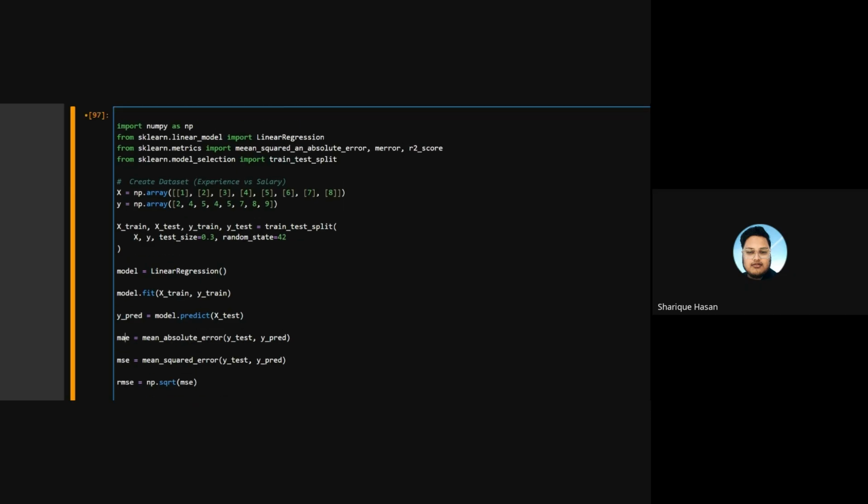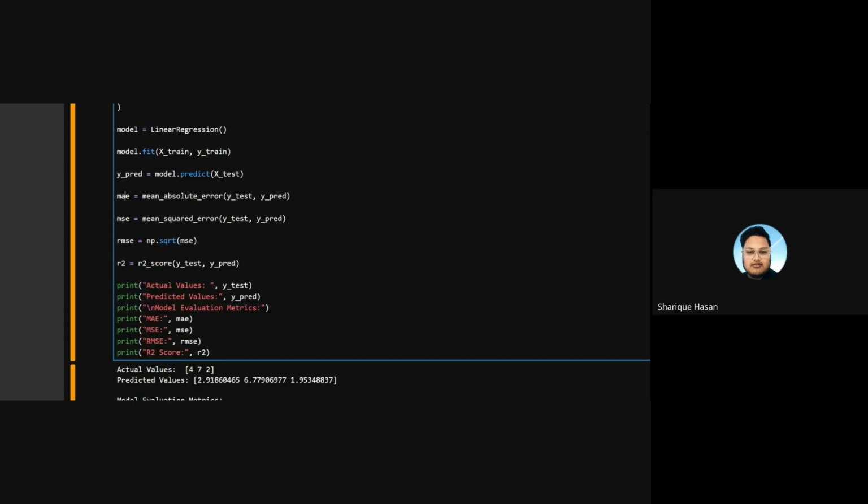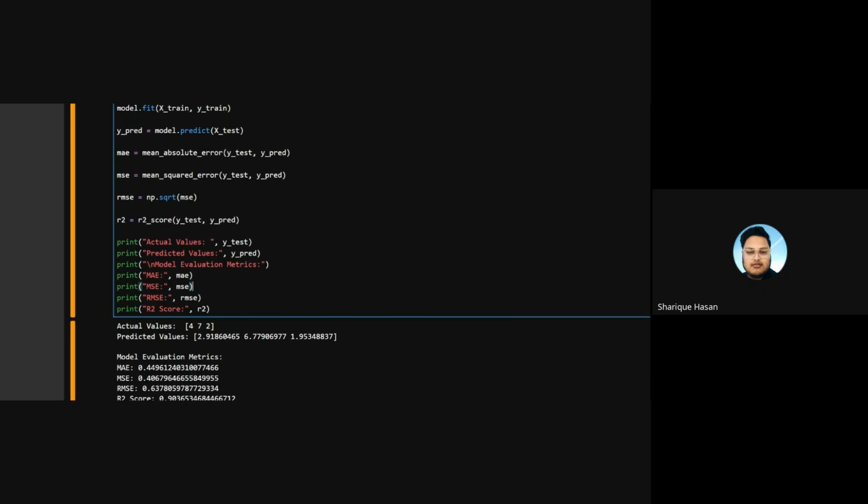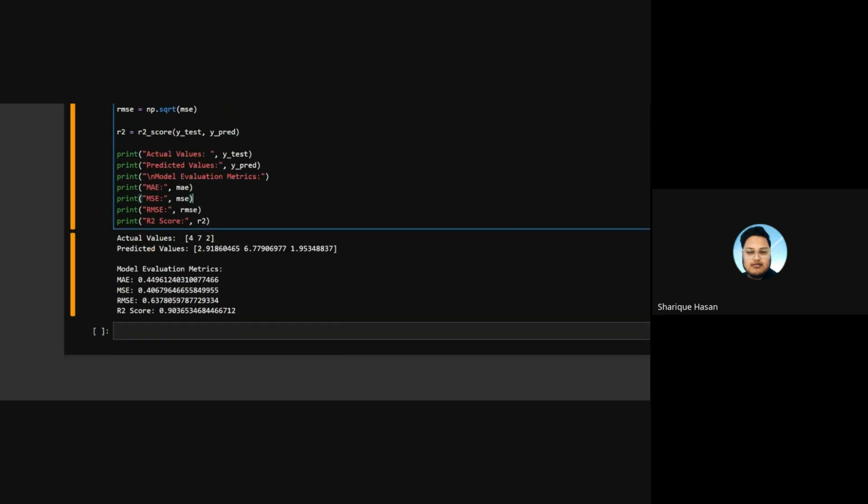We have also calculated the mean squared error, for which I've given the code here. Mean absolute error, for which the code is given here. RMSE, which is here, and root mean squared error, which is here. Okay. And what do we have to predict? We have to predict the actual value, which is y_test, and the predicted value, y_pred. Model evaluation metrics: MAE, MSE, RMSE, R2. And here we got our answer.